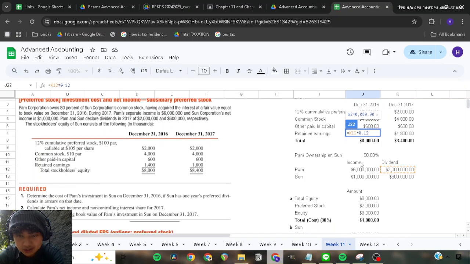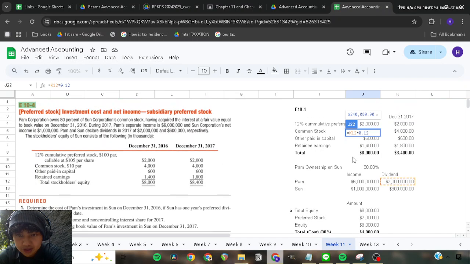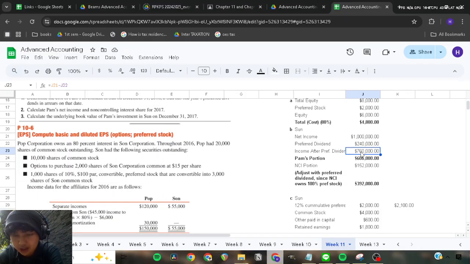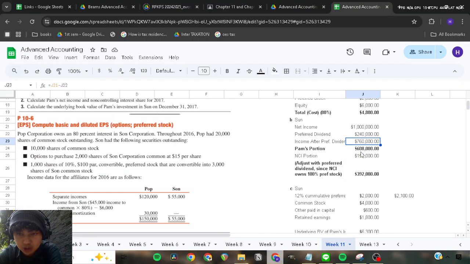So what I did is I took the dividend of this and multiplied it by 12%. I got this from the information in the case. As you can see here, this is the information, 12% cumulative preferred stock. So I just multiplied that and subtracted it from the net income. And so this is the income after the allocation of preferred dividends. And then you just take the parent's portion of it.